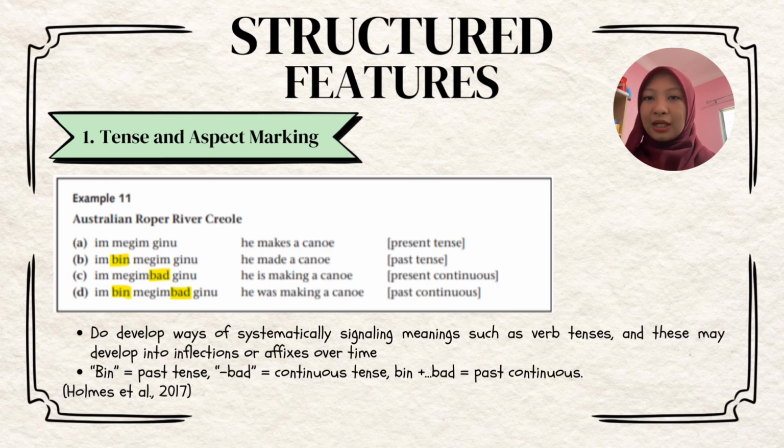For example, from this example, we can see that the present tense uses basic verbs, and "been" shows the verb is past tense, while the suffix "bad" that is attached to the verb indicates continuous tense. So when we want to convert it to past continuous, we should add both "been" and "bad".